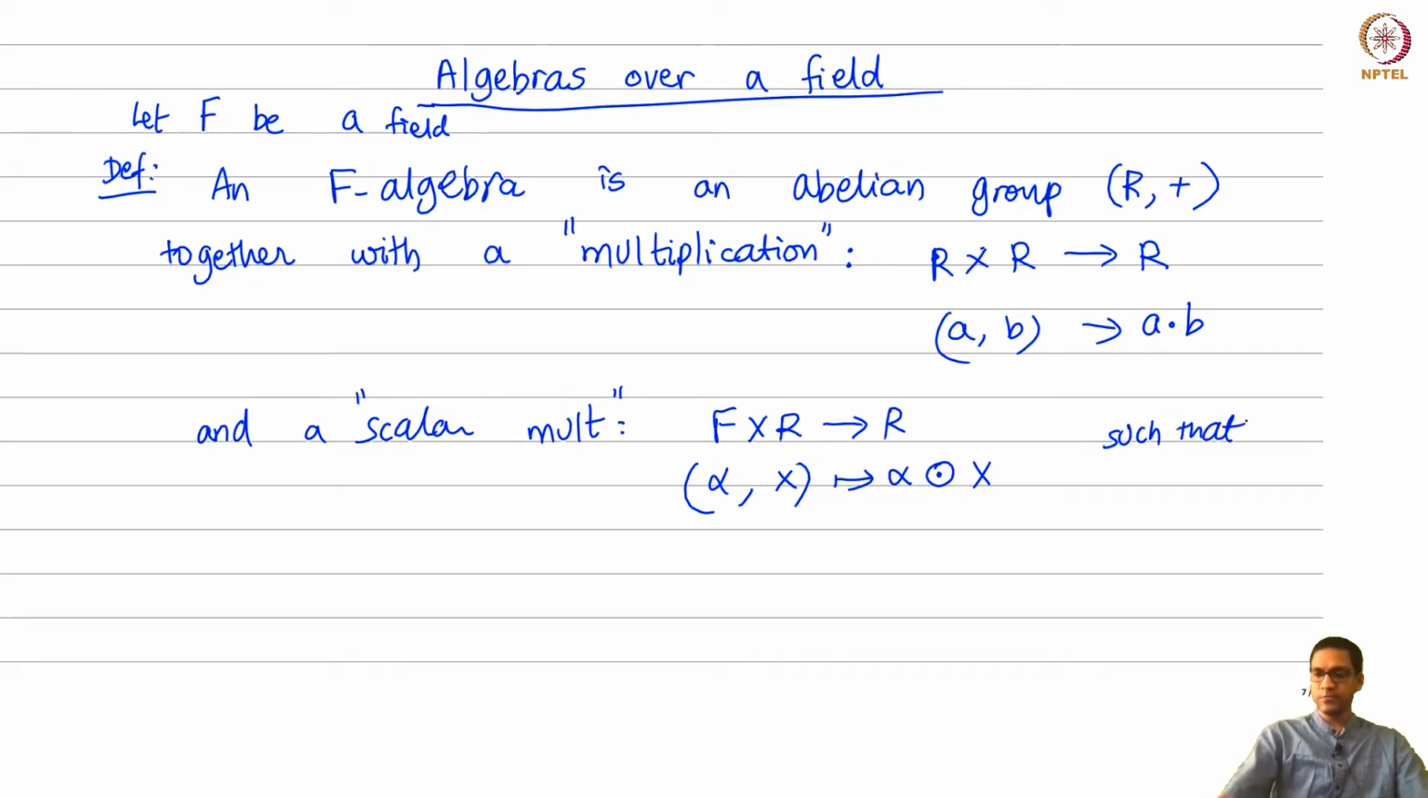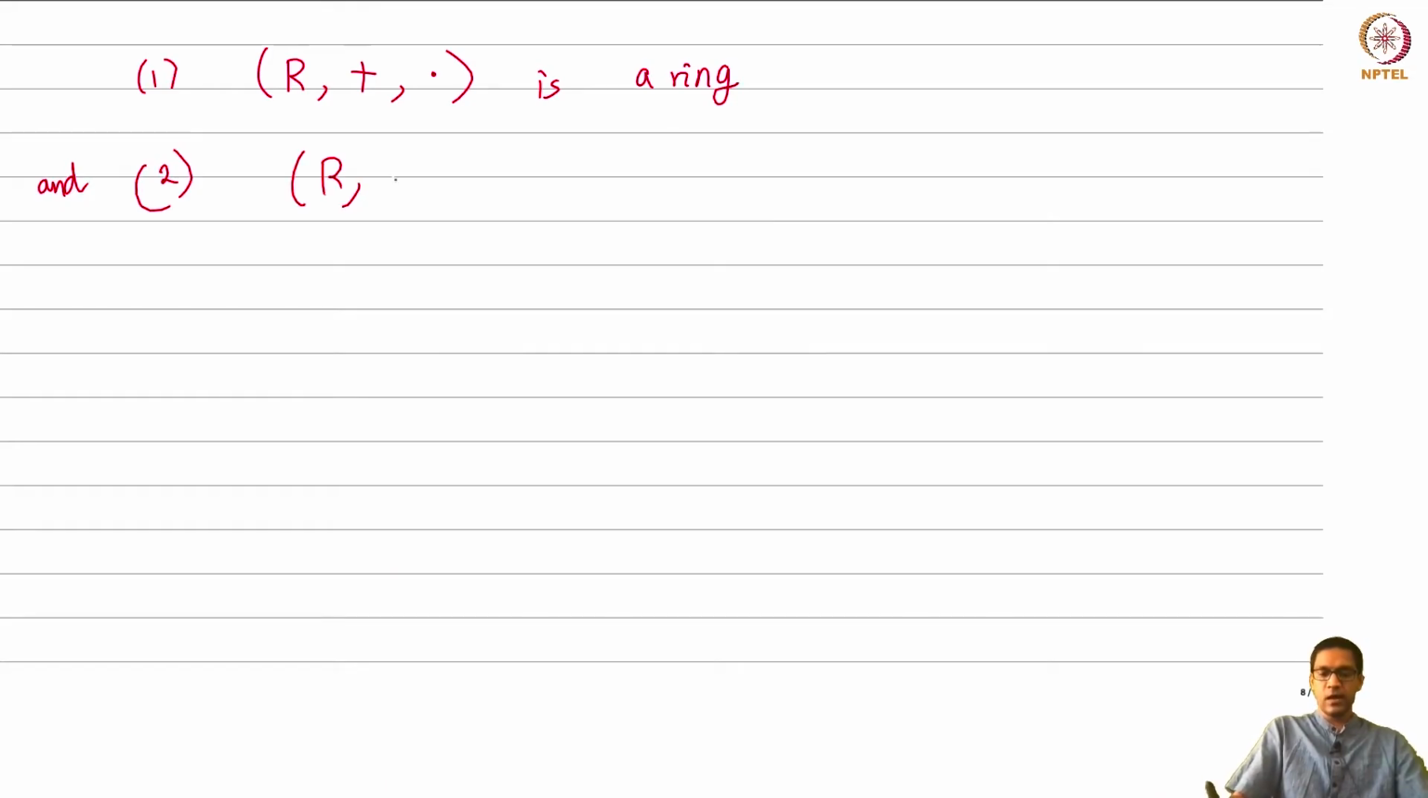such that the following axioms hold. So recall, there are three things. It's an abelian group. It's got a map like this, R cross R to R. It's got a map from F cross R to R, such that the following things are true. Number one, if you look at R with plus and the multiplication, then this is a ring. Property 2, if you look at R as an abelian group together with the scalar multiplication, this becomes a vector space over F.